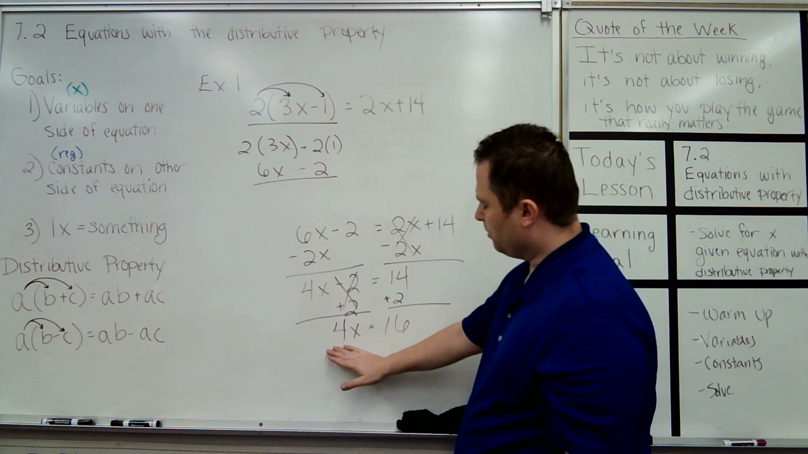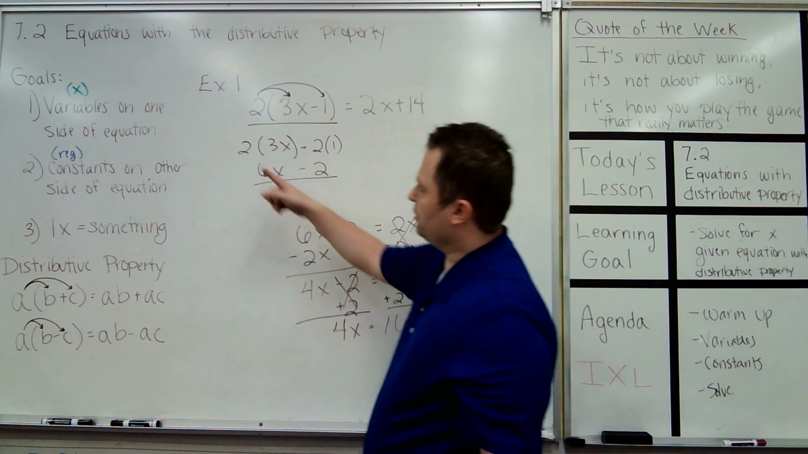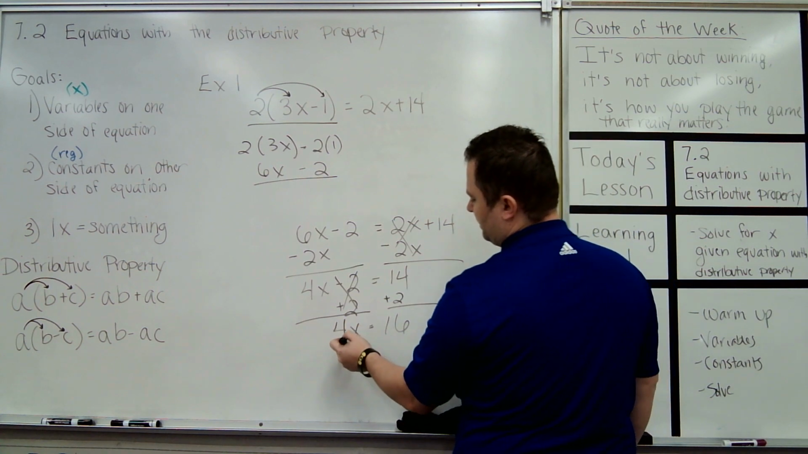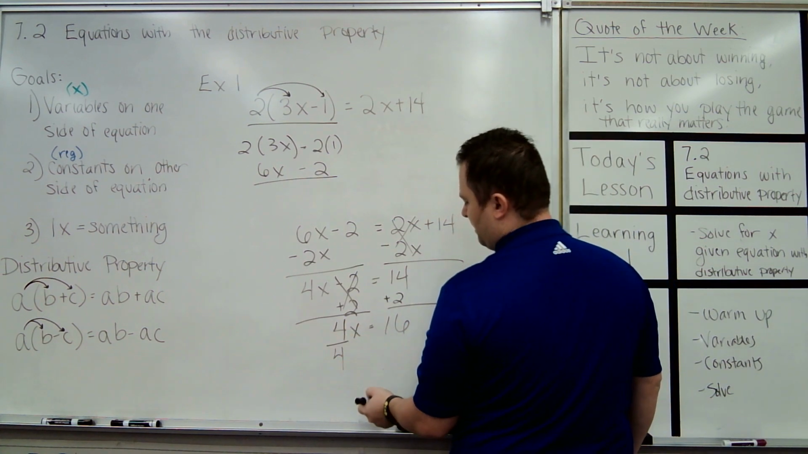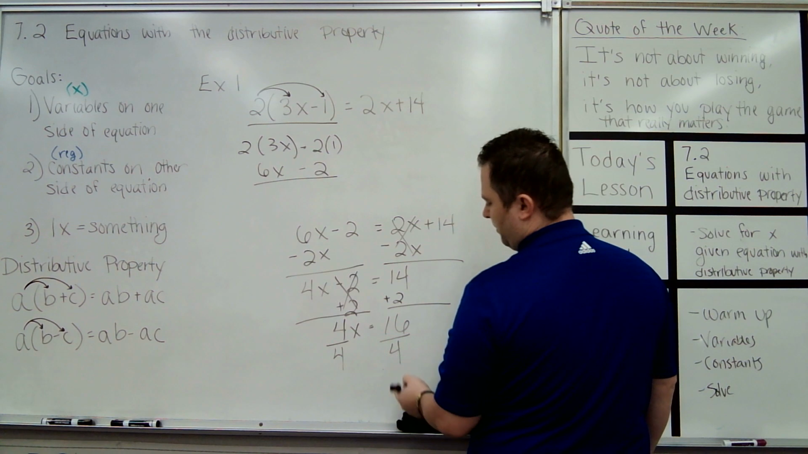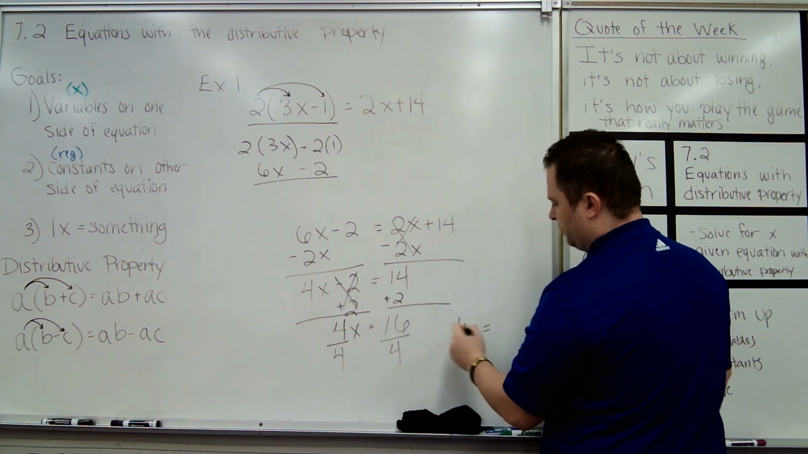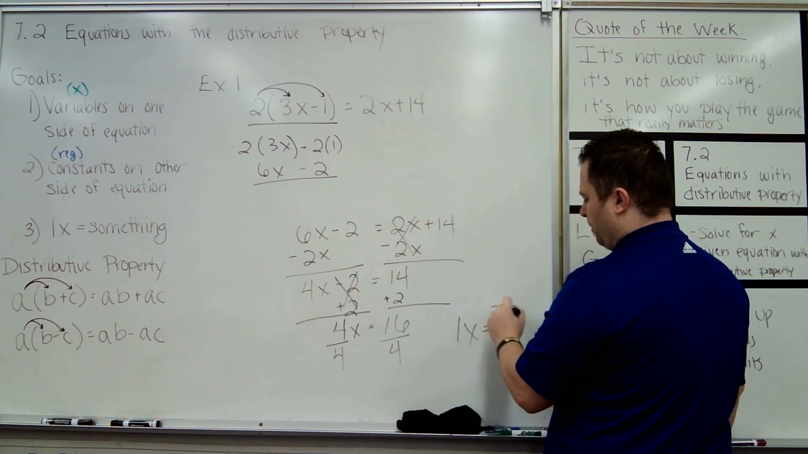Variables are on the left, constants are on the right. First 2 goals are accomplished. The last goal, 1x equals something. 4 times x divided by 4, 16 divided by 4. I want to get to 1x. 1x equals 16 divided by 4, which is 4.